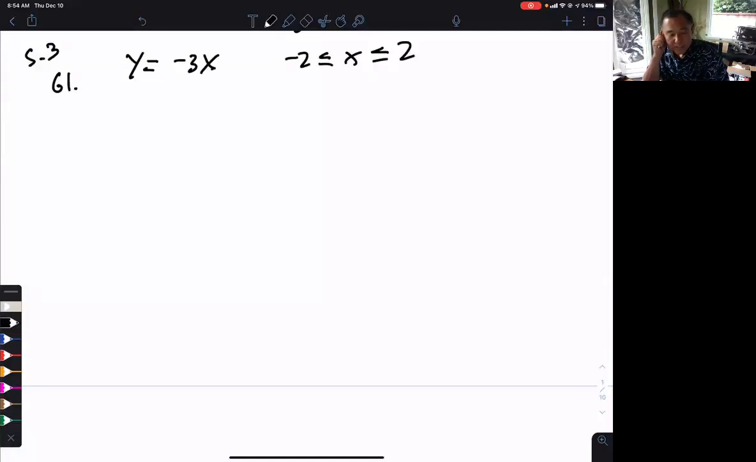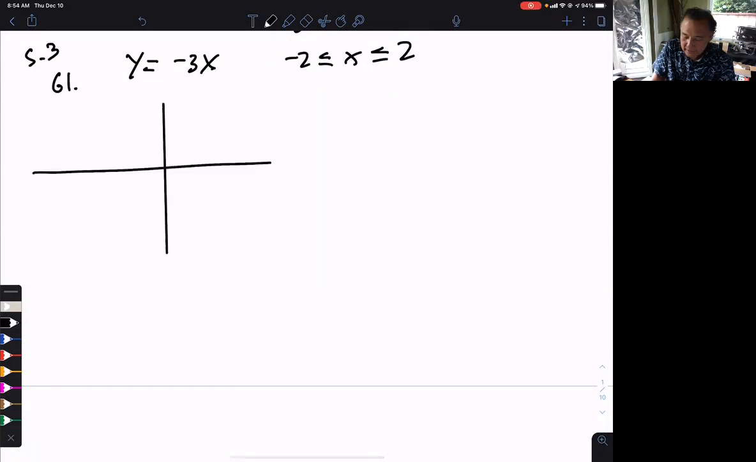So 5.3, number 61. We have the function y equals negative 3x, and we have the bounds. We're starting at negative 2 and ending at 2, and they want the area and the net area, distinguishing between the two. They're very different concepts, so I like this question because of that. You have to know the difference between area and net area.